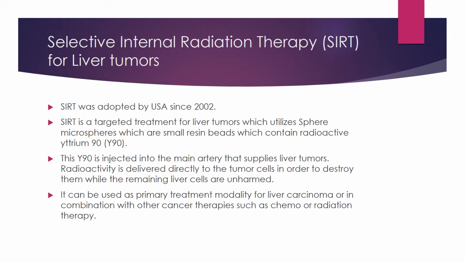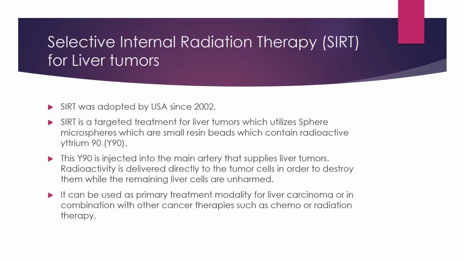Selective internal radiation therapy, SIRT, for liver tumors was actually developed in Australia in the 1980s and was adopted in the USA in 2002. SIRT is a targeted treatment for liver tumor which utilizes SIR-Spheres microspheres, which are small resin beads which contain radioactive yttrium-90, Y90.